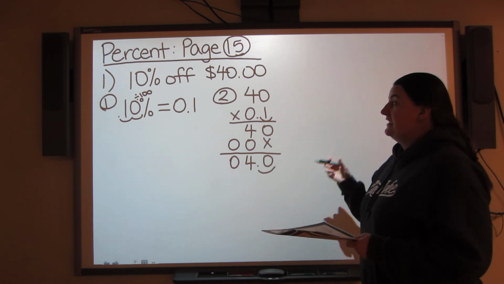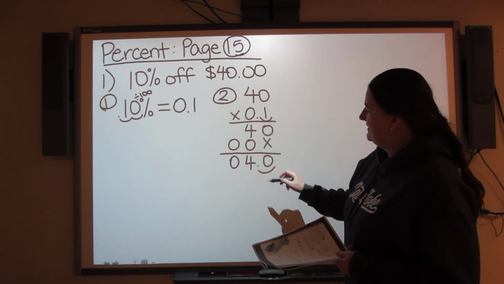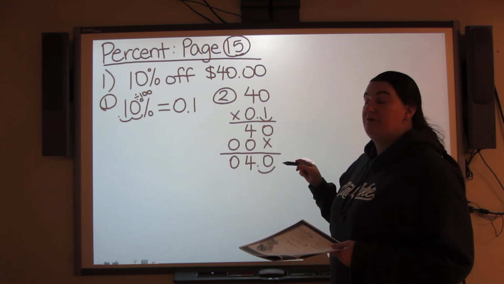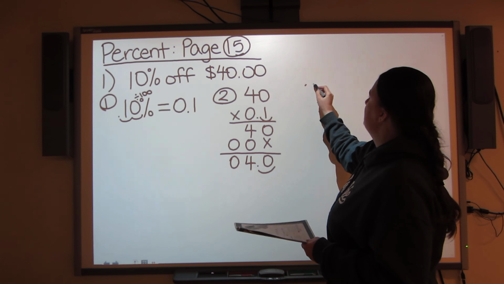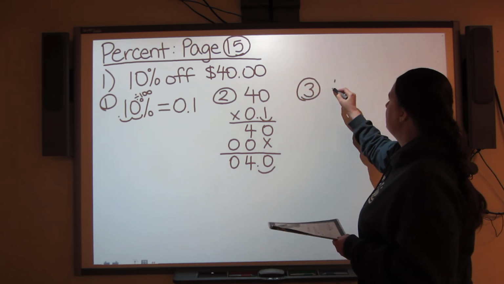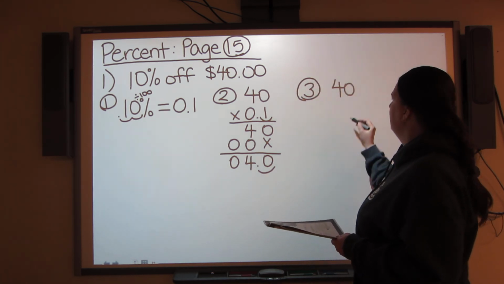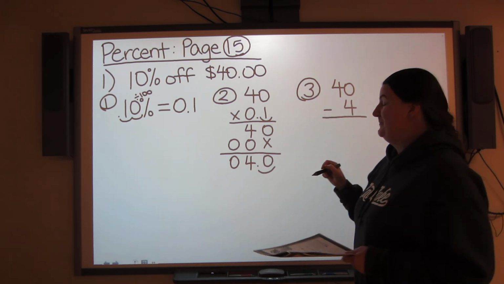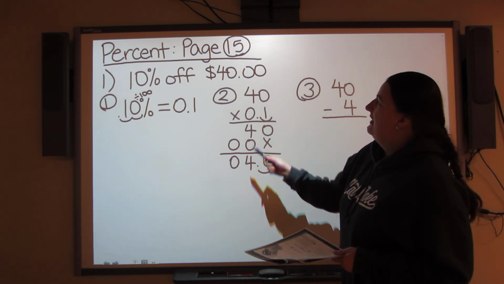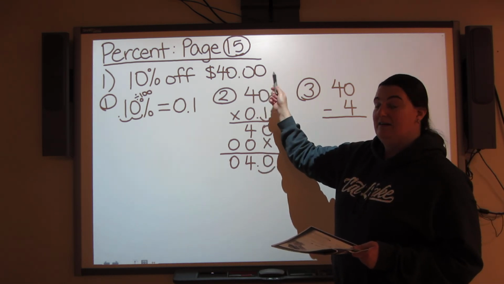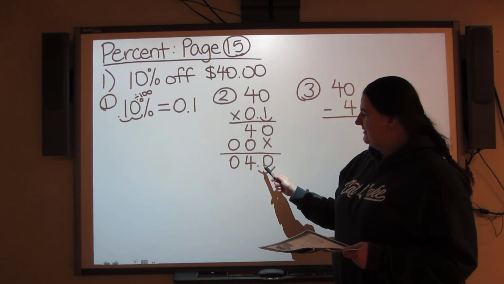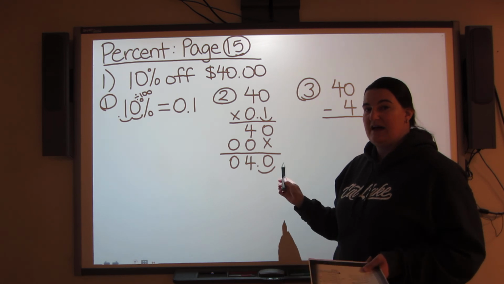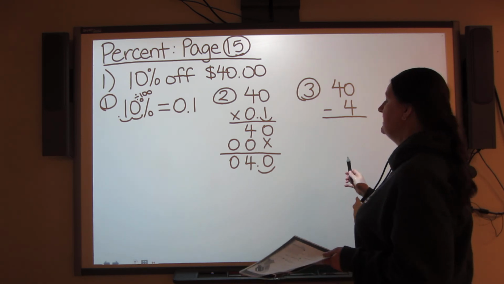4. So keep in mind you're working with money. What this means is $4. $4 off of your $40 purchase. That's step 3. Take your $40 and minus your $4 to get your sale price. So once again, I don't have any cents here, and I don't have any cents here. So I don't need to put the decimal and the 2 digits after the decimal. I don't need the zeros. There's no cents involved.